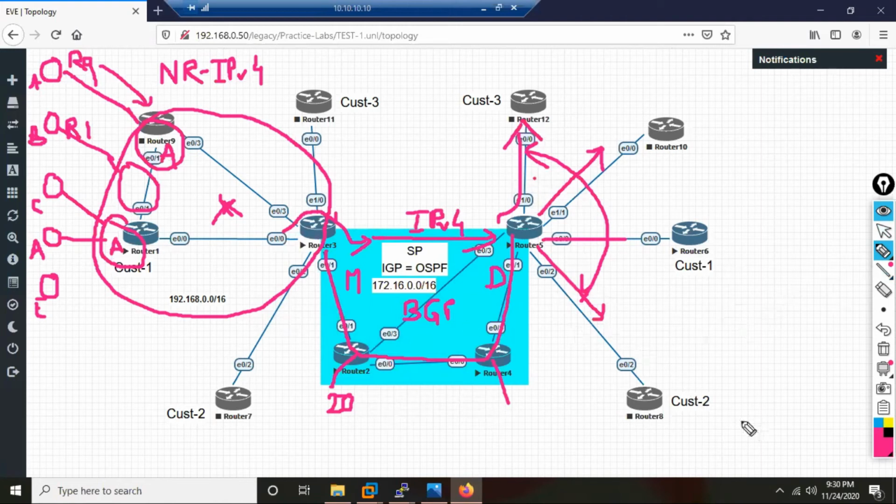They said, okay, whatever route is coming from customer A, when the routes come in this VRF, what we should do? We should add some identification, some unique identification to that route, so that every customer route can be uniquely identified.